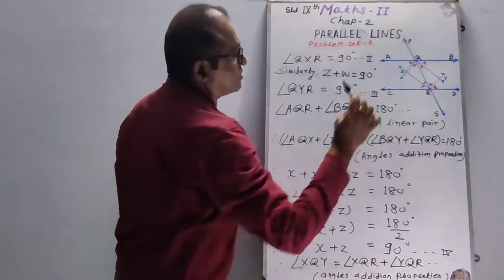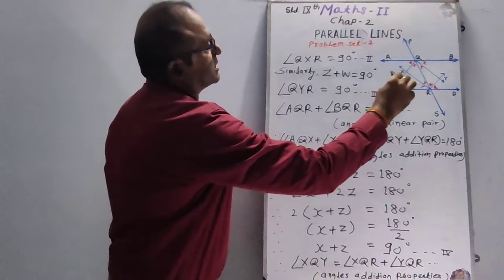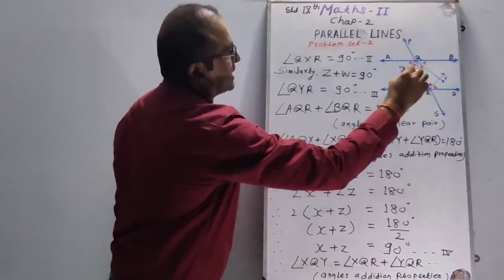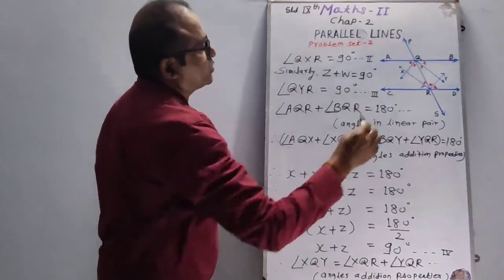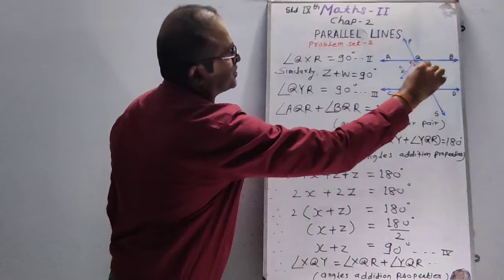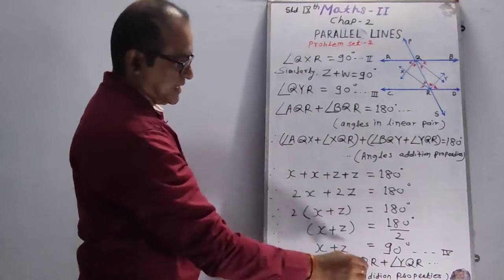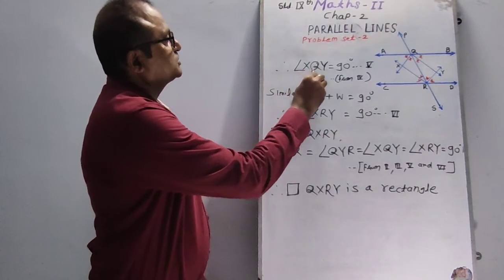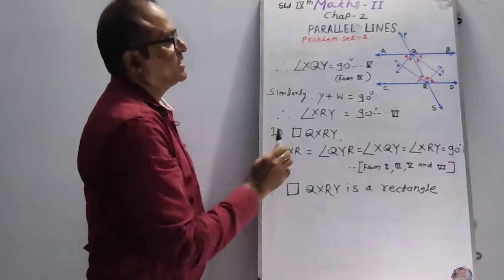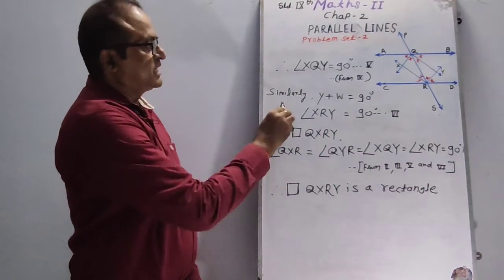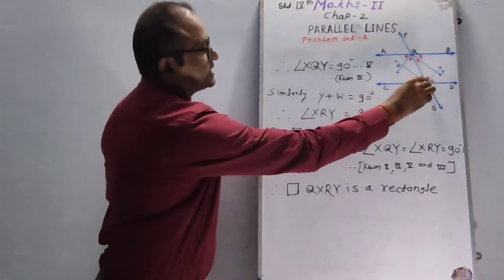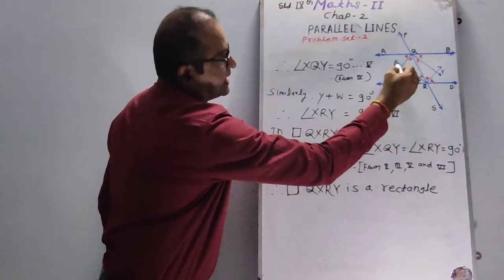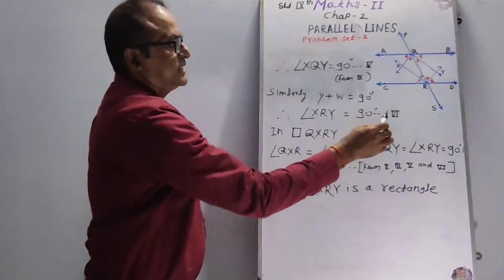Now, x plus z is equal to 90 degrees. Now, we have to find angle XQY. Angle XQY is equal to angle XQR plus angle YQR, by the angle addition property. Therefore, angle XQY is equal to 90 degrees, from (4) (5). Similarly, we can prove y plus w is equal to 90 degrees. Therefore, angle XRY is equal to 90 degrees (6).